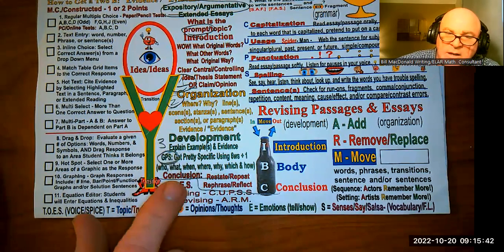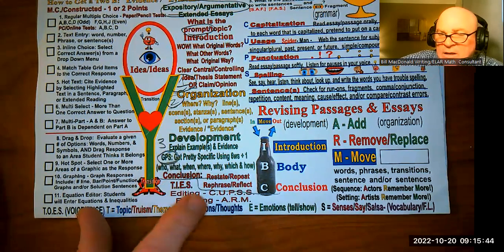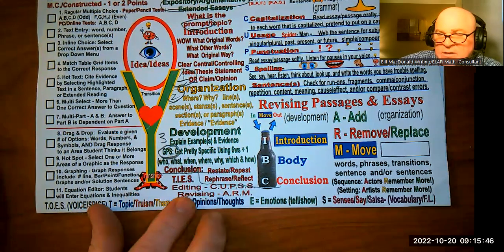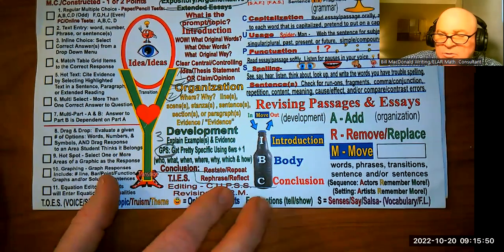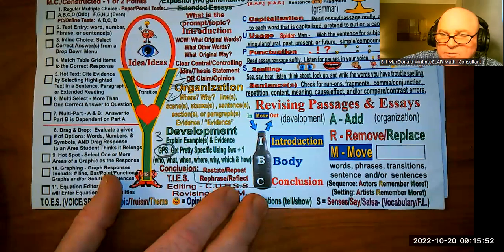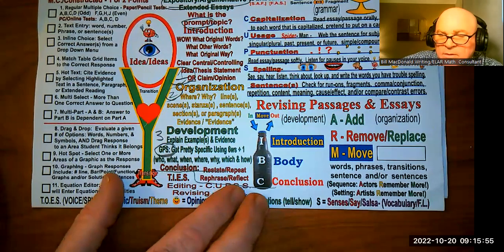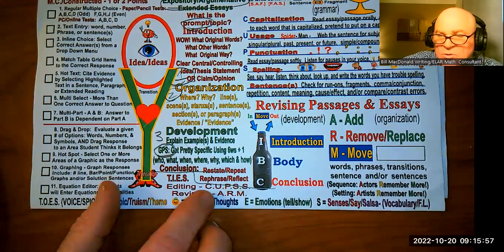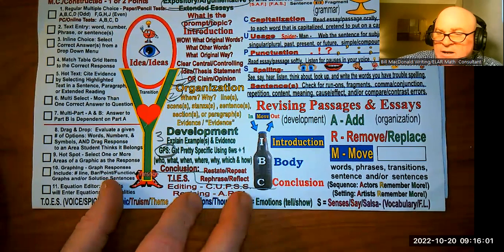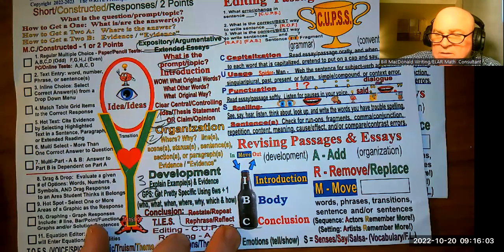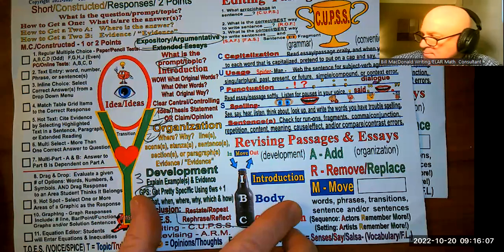because your kids are going to say, now I'm going to take my paper to the emergency room of editing and revising with capitalization, usage, punctuation, spelling, or sentence boundaries that don't have run-ons or fragments, or ARM, where you add, remove, replace, or move something in terms of a word, a phrase, a transition, a sentence, or sentences. Okay.